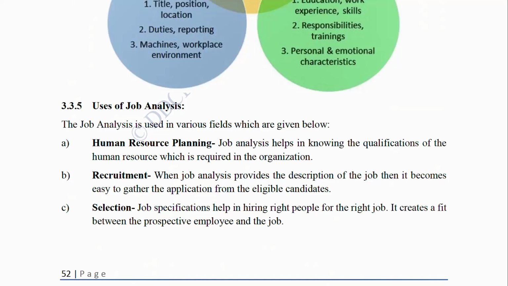3.3.5 Uses of job analysis. The job analysis is used in various fields which are given below. Number 1. Human resource planning. Job analysis helps in knowing the qualifications of the human resource which is required in the organization. Number 2. Recruitment. When job analysis provides the description of the job, then it becomes easy to gather the applications from the eligible candidates. Third, selection. Job specifications help in hiring the right people for the right job. It creates a fit between the prospective employee and the job.